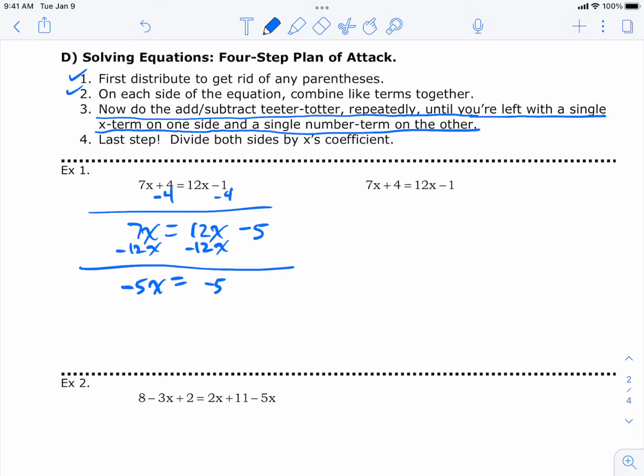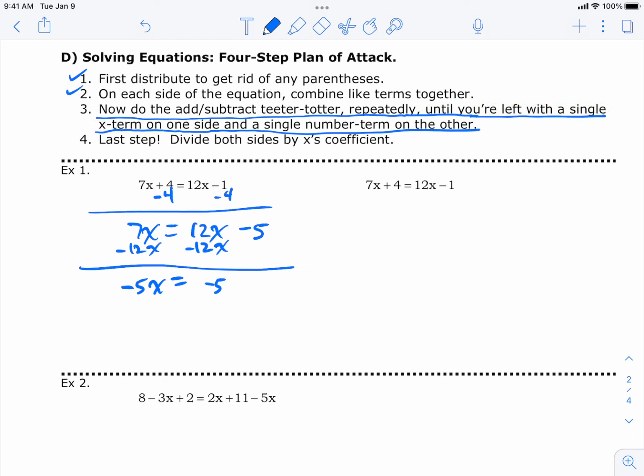Okay. So that's what it was saying here when it said until you're left with a single x term on one side, yep, just one x term, and a single number term on the other, yep, just a single number term. That's what all that stuff is saying.